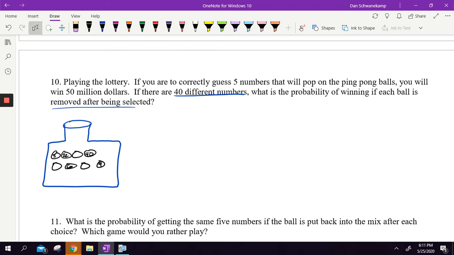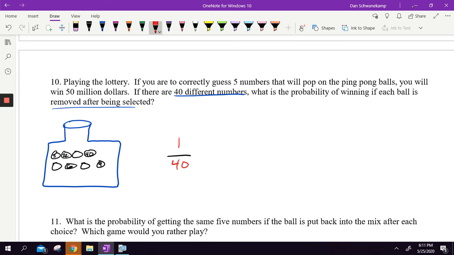You've got to guess 5 in a row. We need to set this thing up. What is the probability of winning if each ball is removed after being selected? So, what is the probability that when they pick the first ball, you get the right answer? Well, there is only one right answer out of a total of 40 balls. So I got the first one right. 1 out of 40, I'm correct.